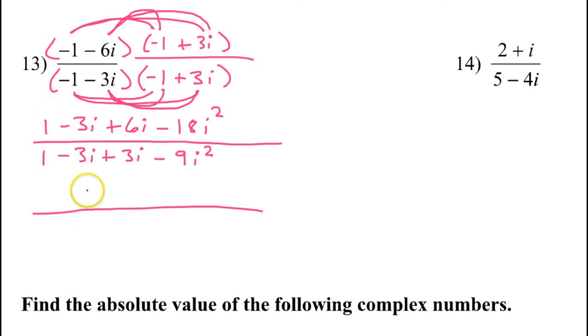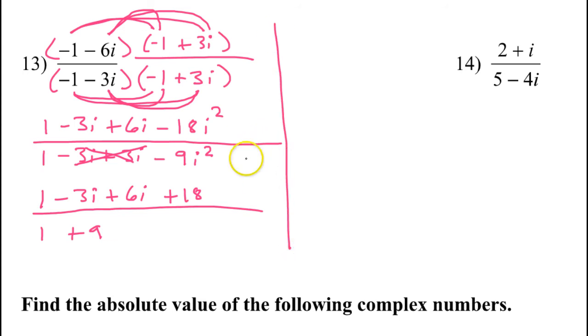So I'm just going to bring down these first three terms. So I have 1 minus 3i plus 6i. But i squared is negative 1. Negative 18 times negative 1 is plus 18. I'm going to bring down these three terms. Well, psych, these will cancel out because they're opposites. So I'm just going to bring down the 1. And i squared is negative 1. Negative 9 times negative 1 is plus 9. So now I have 18 plus 1, so that will be 19. And negative 3i plus 6i is going to be plus 3i.